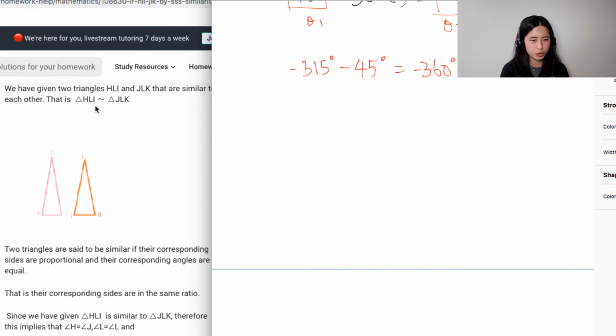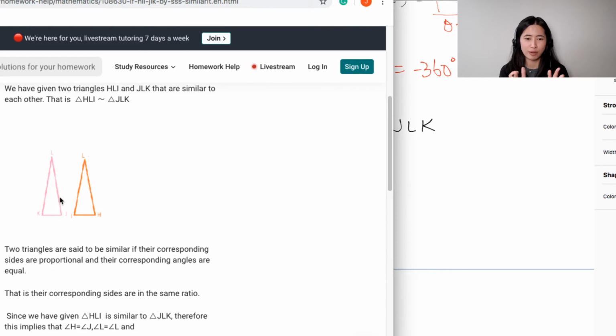Okay, so they're saying that we have two triangles, which is triangle HLI, which is similar to triangle JLK. And first of all, when two triangles are similar to one another, that means the sides are going to be equal, right? Or proportional. Sorry, not equal, but proportional, right? So when we have something that's proportional, it just so happened that the way they drew the two triangles, they look like the dimensions are similar, right? But the whole point of similarity theorem is the sides are proportional, so they're not necessarily equal, right?